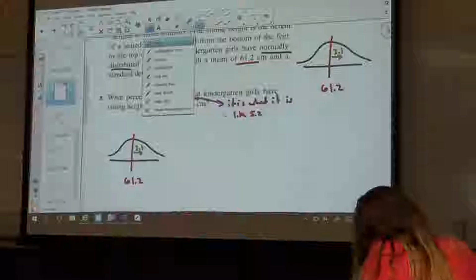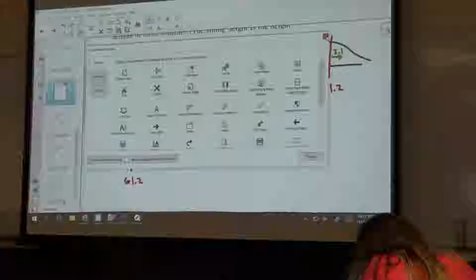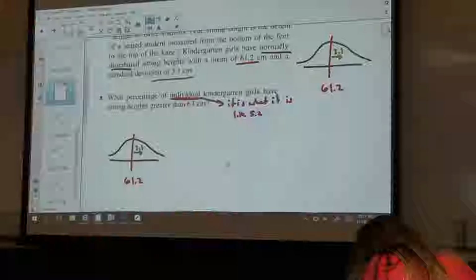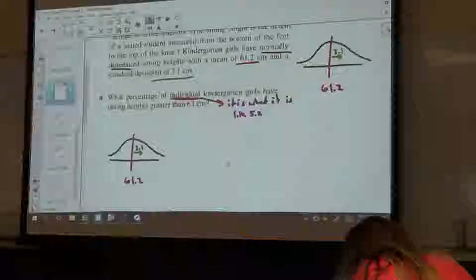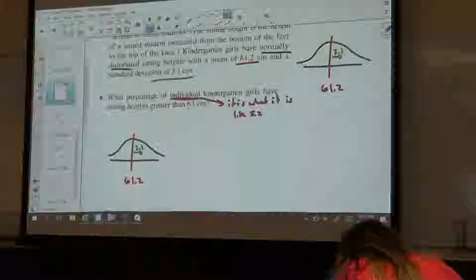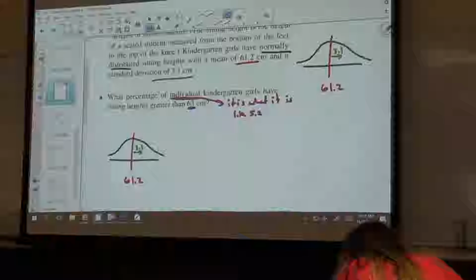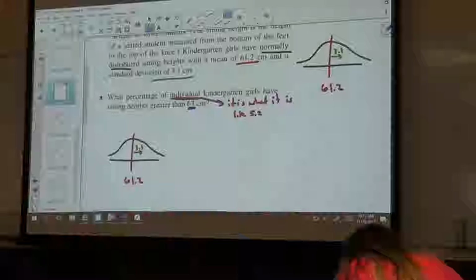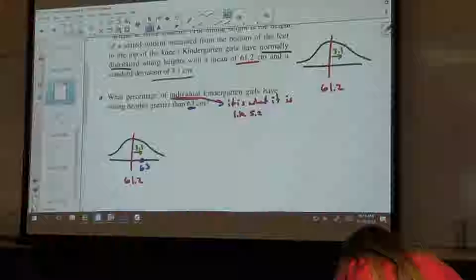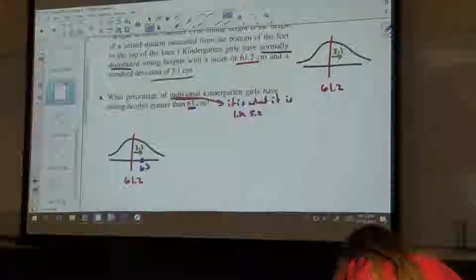What percent of individual kindergarten girls have sitting heights greater than 63? So 63 is going to be my data point. Is 63 less than or greater than 61.2? Greater, so I'm going to put it right there. I don't know where it's supposed to be, but I'm going to put it somewhere to the right.